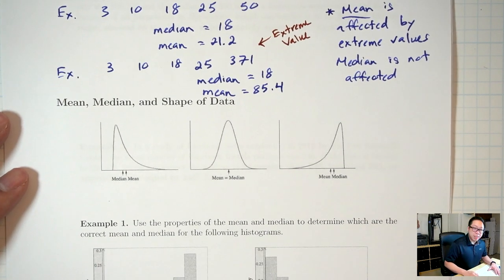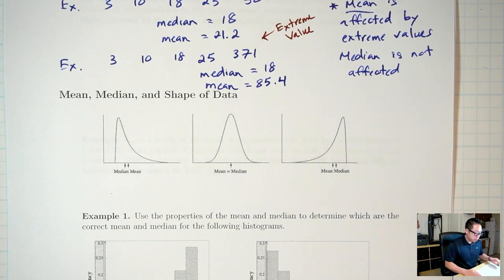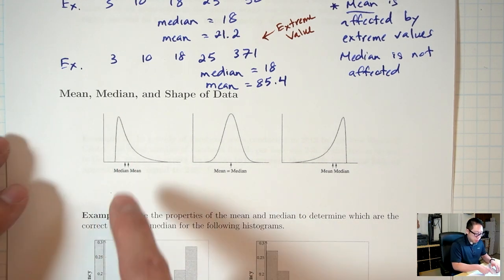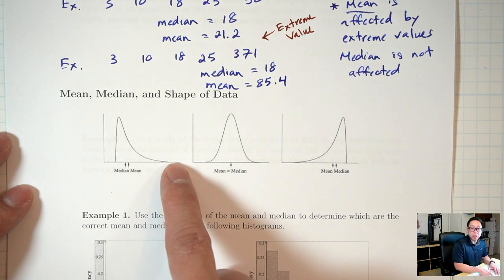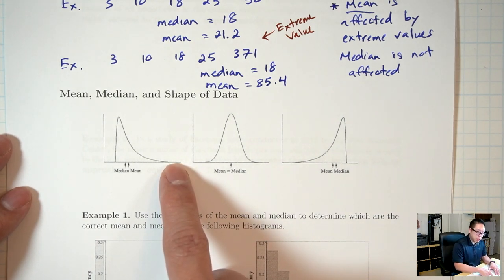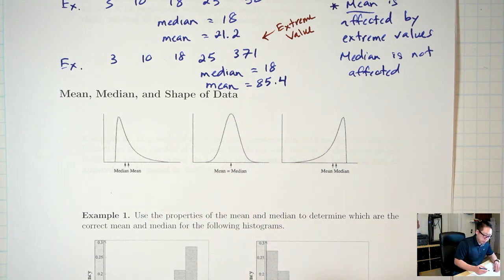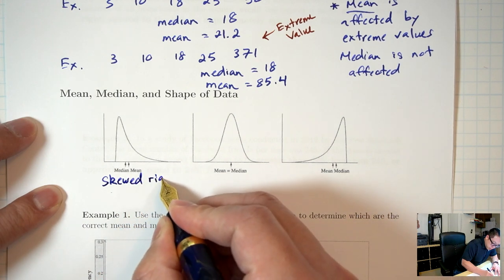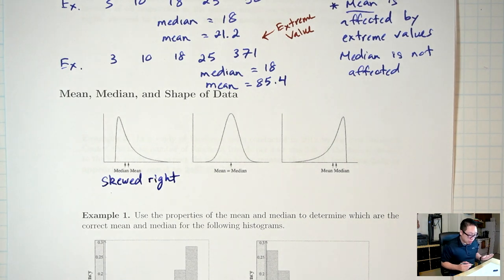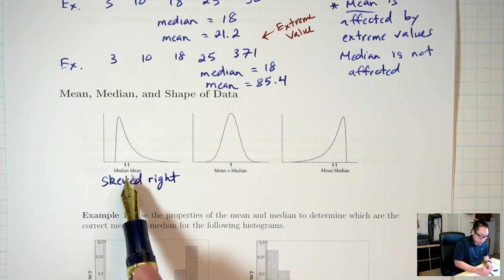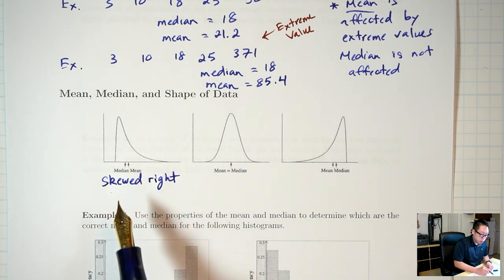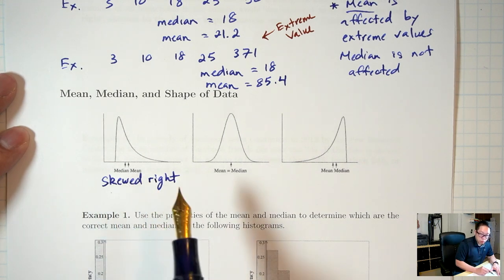Okay, next up, mean, median, and the shape of data. So this shape, right? The peak is here, and then you have a tail on the right side. So you remember back when we talked about histograms, that's called skewed to the right. And the point the picture is trying to make here is when you have data that's skewed to the right, notice where the mean is. Is it to the right or to the left of the median? It's to the right, right? So when data is skewed to the right, the mean is to the right.